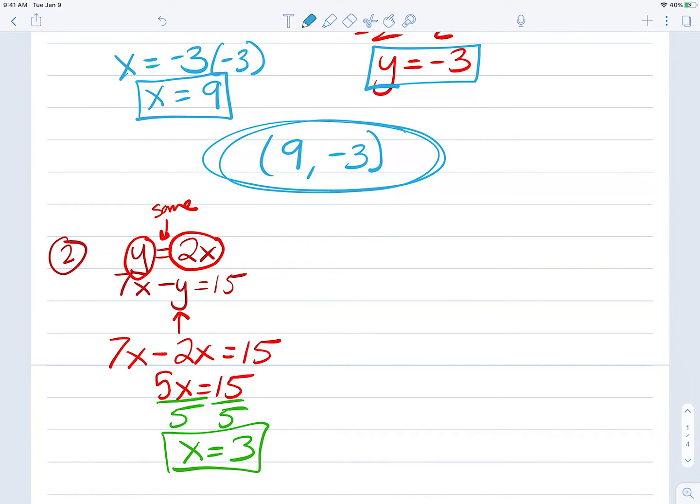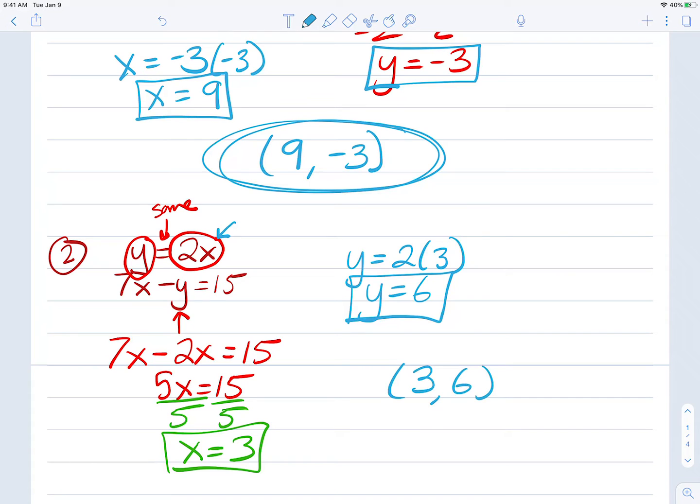So if I want the other half, I now know that x equals 3. It's no longer a mystery. So if I put a 3 where that x is, I'd have y equals 2 times 3, which means that y equals 6. So putting those two together, that means that these 2 lines cross at 3, 6. So that is where those 2 lines cross.